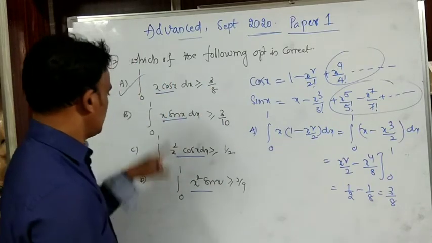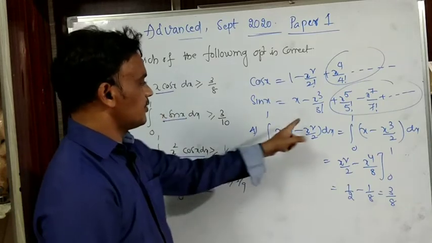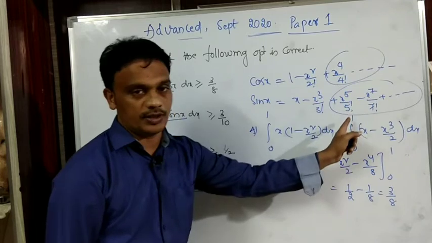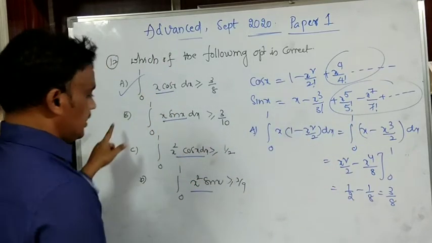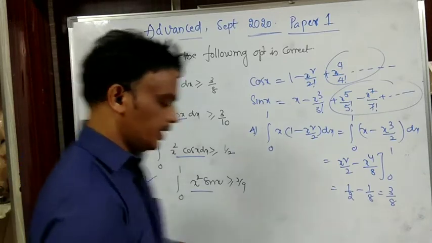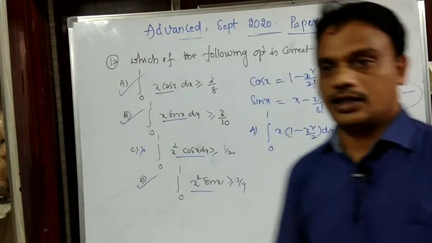Like this, we can take integration 0 to 1 x sin x, with the value x minus x cube by 6, and neglect the higher powers. We can get this by checking like this: b and not c, d. So ABD options, we are going to get as the correct options.